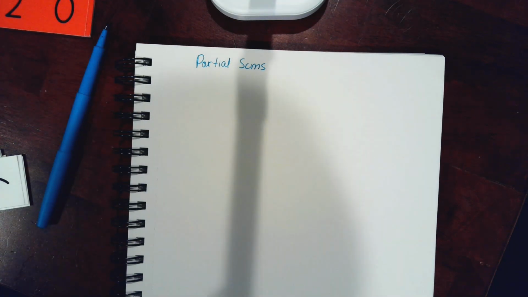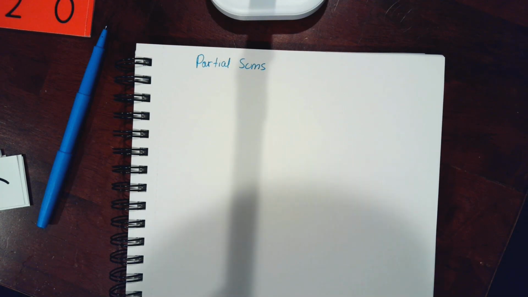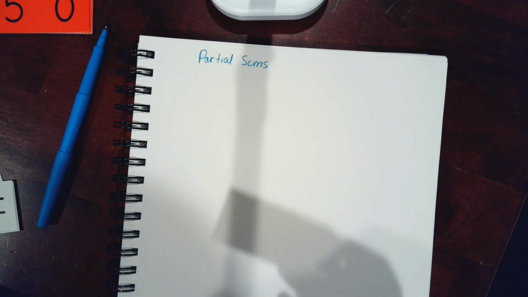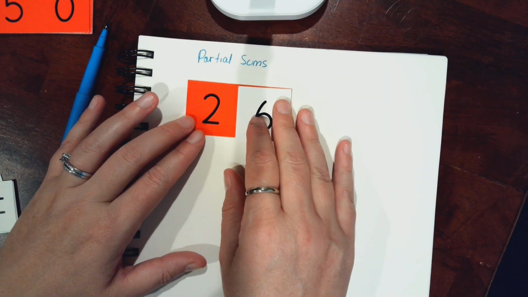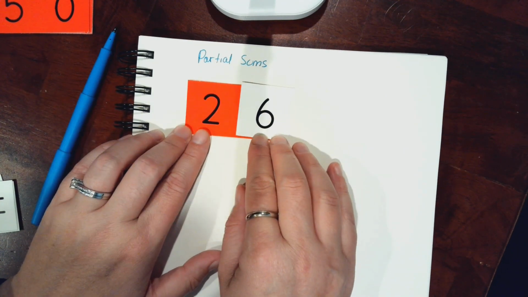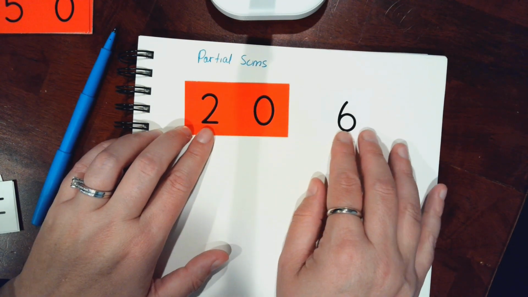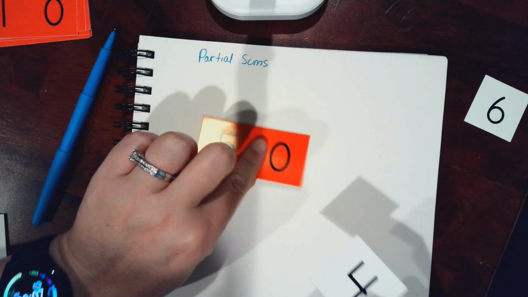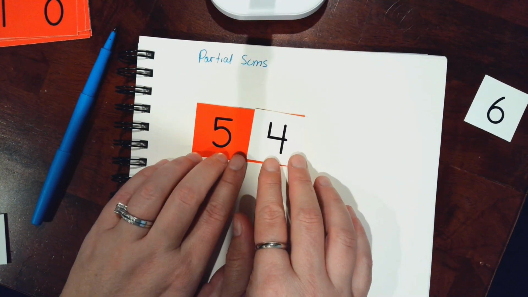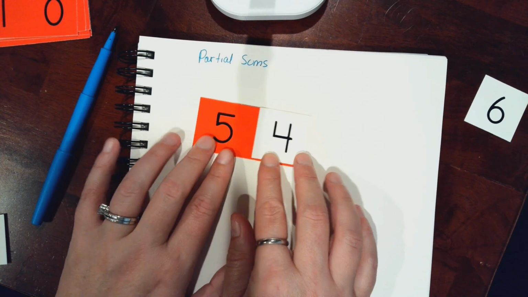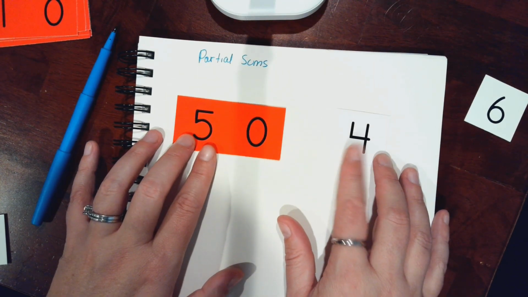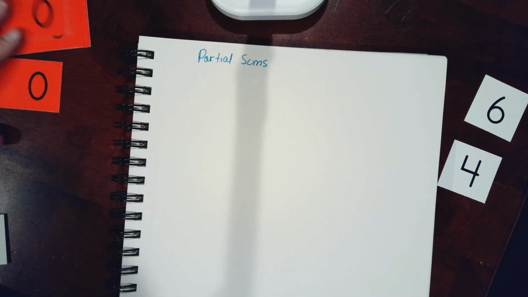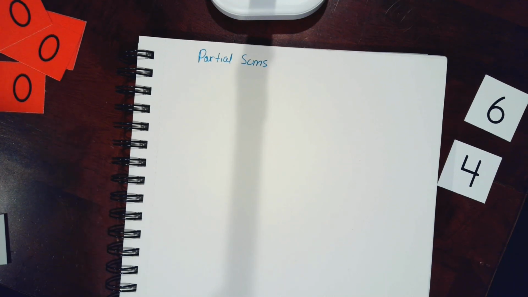In this lesson, we are going to focus on partial sums with two-digit add-ins. Before we do that, first we're going to review expanded form. If I have 26 and I want to expand that out, I'm going to go 20 and 6 makes 26. If I have 54, I expand that out. The value of the 5 is 50 and the value of the ones place is 4. So it's 50 plus 4. We're going to be using that today to help us with doing our partial sums.